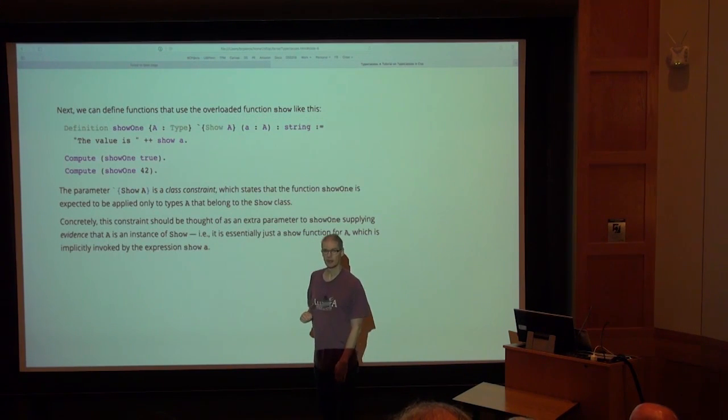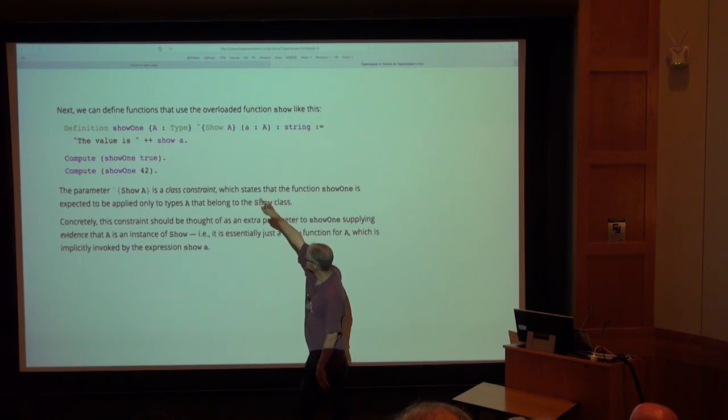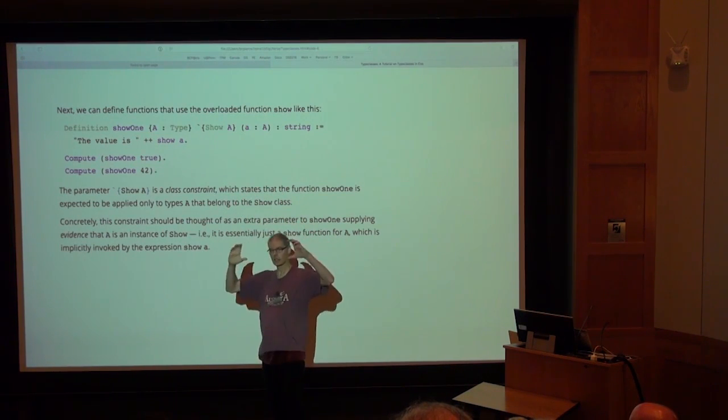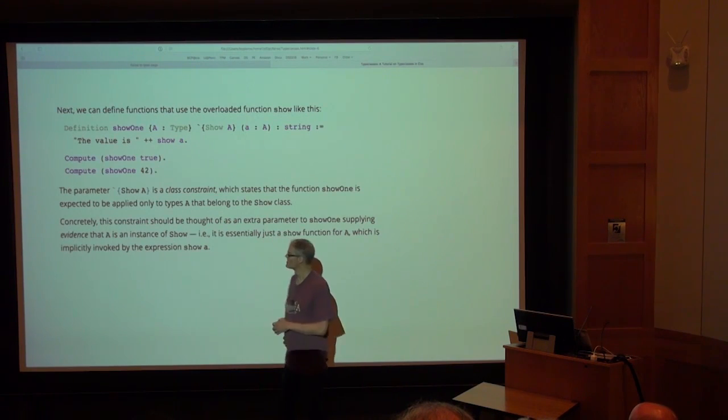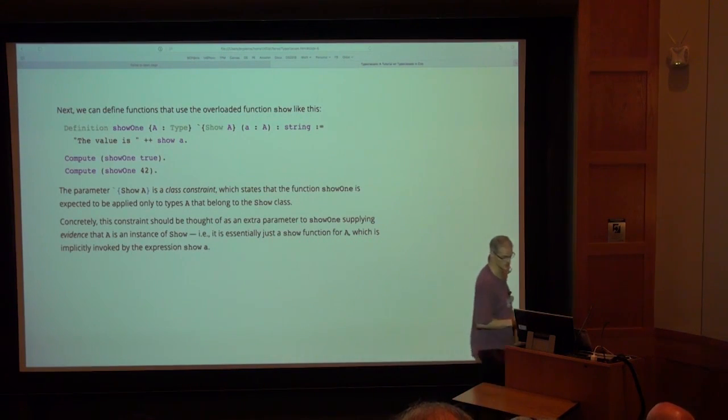And the thing that's interesting, obviously, is that the two curly brace delimited parameters to show1 are both being filled in implicitly. Not just the type, but also the show instance.